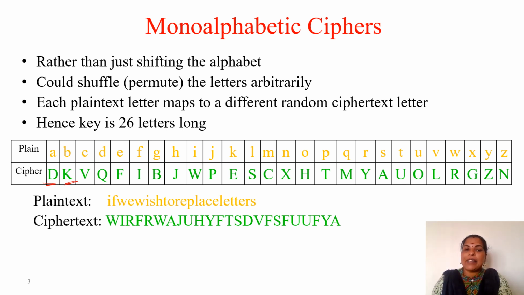So if we wish to replace letters, for I it is W, so it is replaced by W. For F it is I, so it is replaced by I. Likewise it goes on. So here we can improve the security to some extent compared to the Caesar cipher.